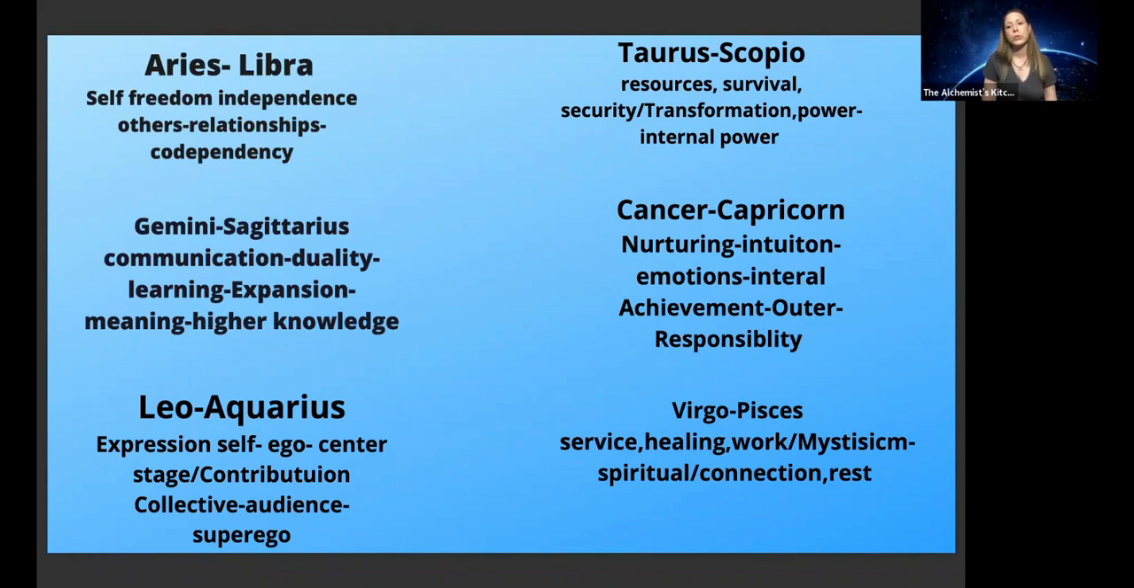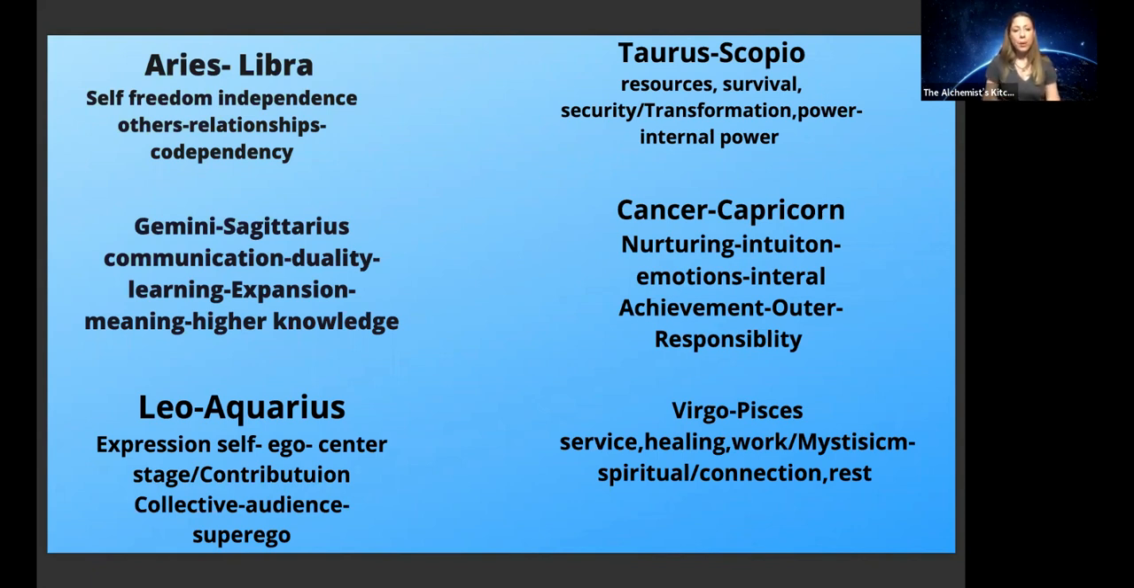Taurus is about your resources. It's about survival. It's about your self-worth, your security. Taurus is a sign that is very much not in favor of change. It wants to stay the same, comfortable in its resources, its security, its foods, its luxury. And Scorpio is the opposite. Scorpio is about transformation. The Scorpio part of the axis is about letting things go, losing things, death. It's about power. It's about the experience of internal power more than external power, where Taurus is the experience of external material power.